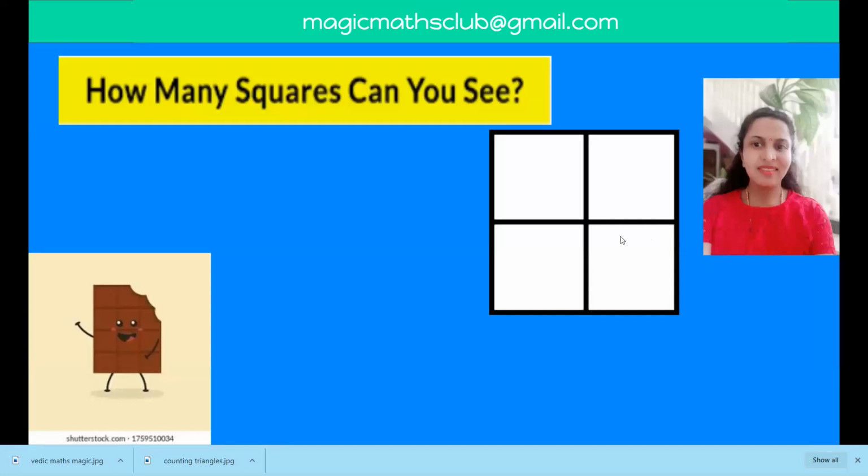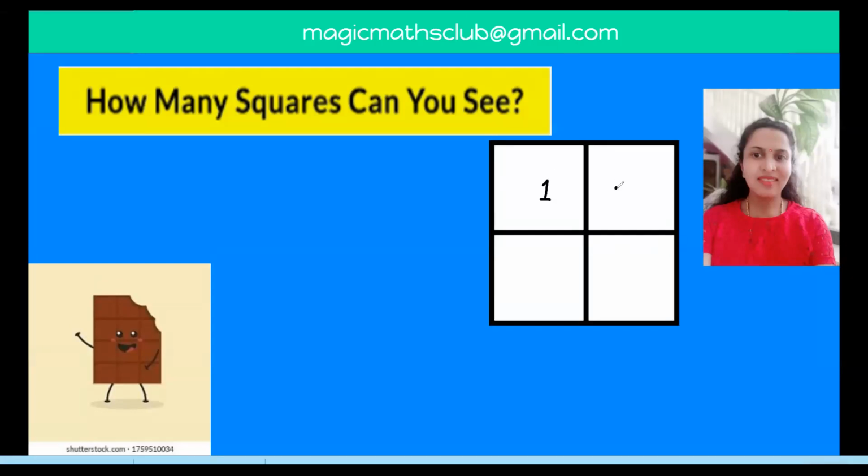How many squares can you see? When you count here, it's very easy: 1, 2, 3, 4. So when you have the small ones, you counted 4. And when you try for the big one, you have one bigger one. So you counted a total of 5. But if the grid becomes bigger and bigger, then it sounds very difficult.